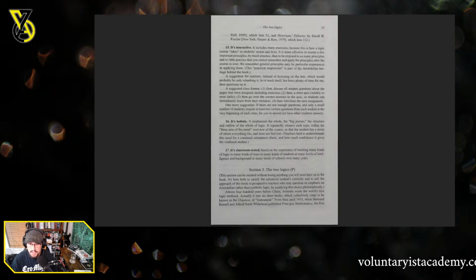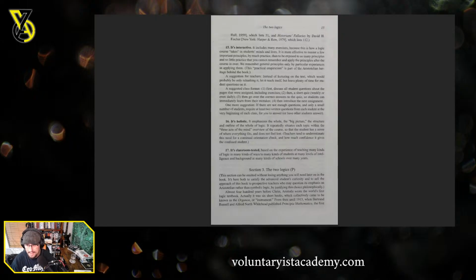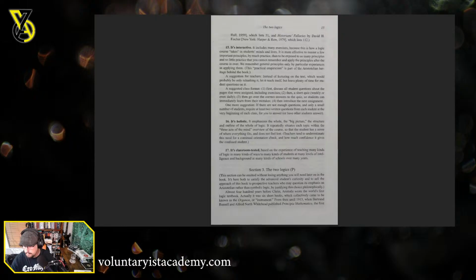All right, so number 16. This book, it's holistic. It emphasizes the whole, the big picture, the structure and outline of the whole of logic. It repeatedly situates each topic within the 3 acts of the mind overview of the course, so that the student has a sense of where everything fits and does not feel lost. Teachers tend to underestimate this need for a continual orientation check and how much confidence it gives the confused student.